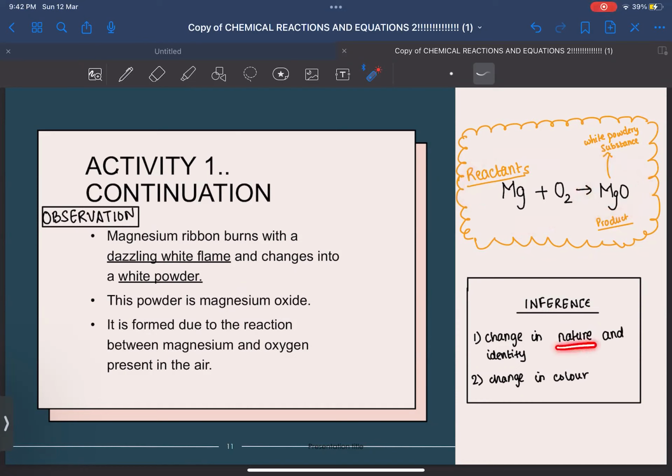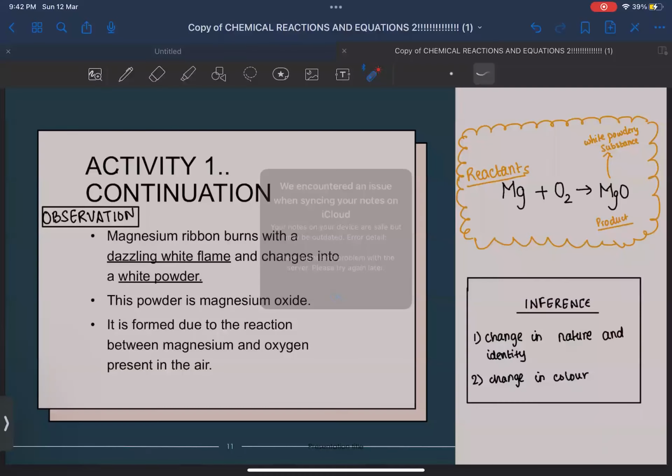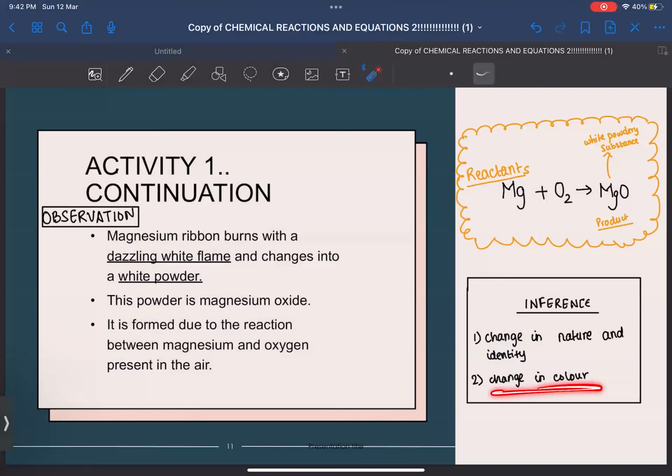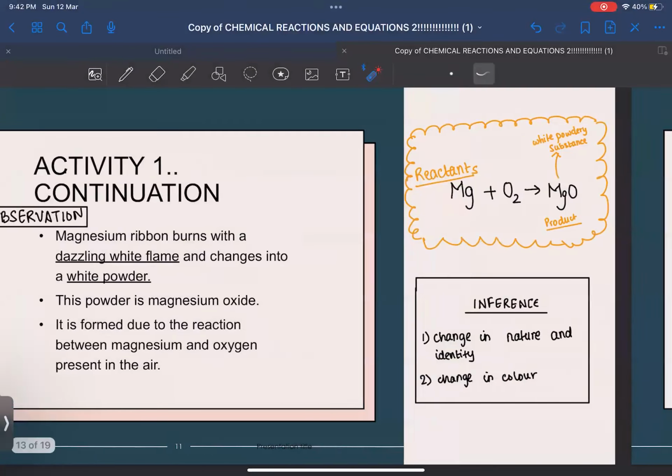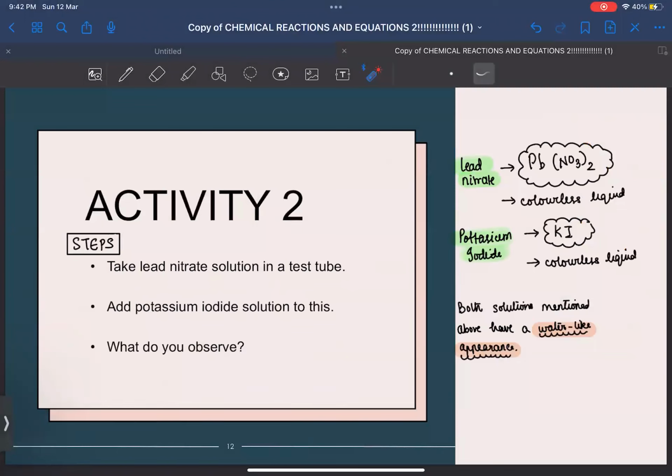We infer the change in nature and identity of the magnesium ribbon, and we infer the change in color. Okay. Now, activity number 2.